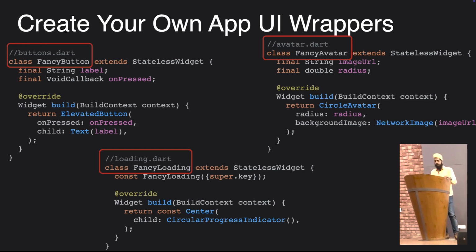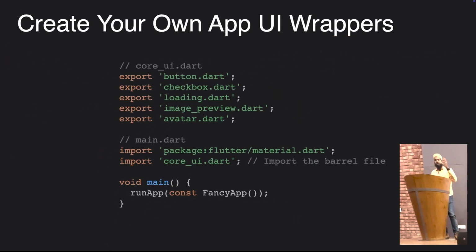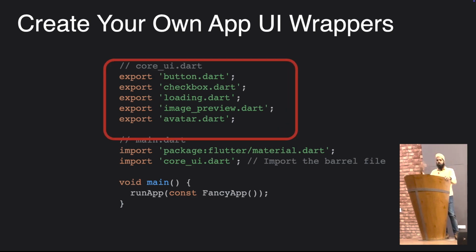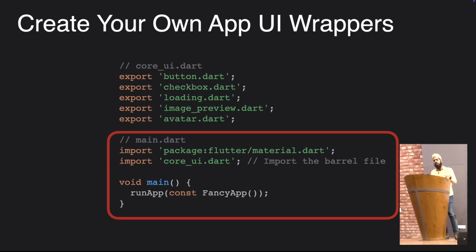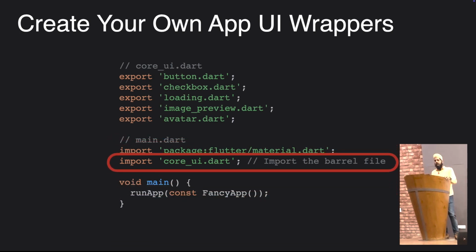Now what you do is you just export each widget similarly here, and then you use that to run your app, and all those widgets will come from this core UI Dart file which you created earlier. Now this is similar to how the Material Dart works, but you are creating your own.